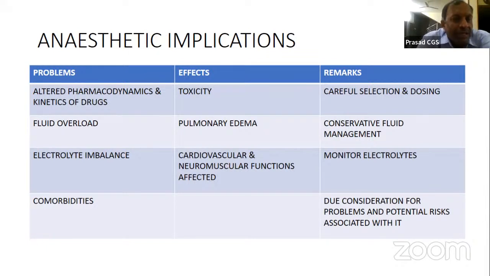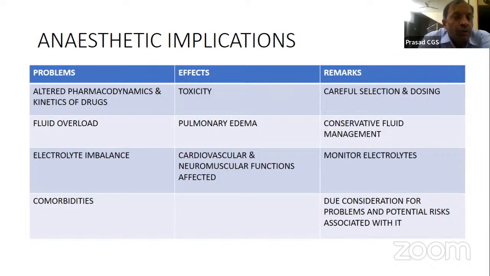And the other problem is electrolyte imbalance, because electrolyte imbalances are very common in kidney disease. There may be hyperkalemia, hyponatremia, or hypernatremia, depending upon the condition of the patient. Cardiovascular and neuromuscular function may be affected. So monitoring of electrolytes is very important. Along with kidney disease, patients usually have comorbidities like hypertension, diabetes, and ischemic heart disease. Due consideration for the problems and potential risks associated should be given before taking up the patient for surgery.